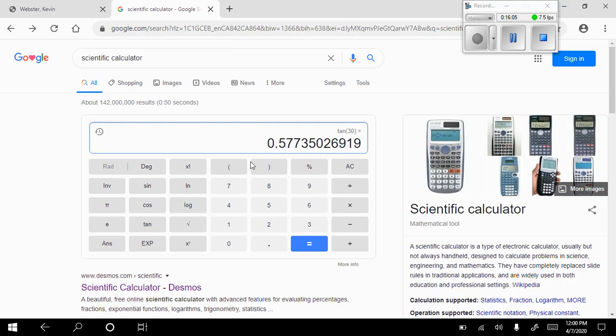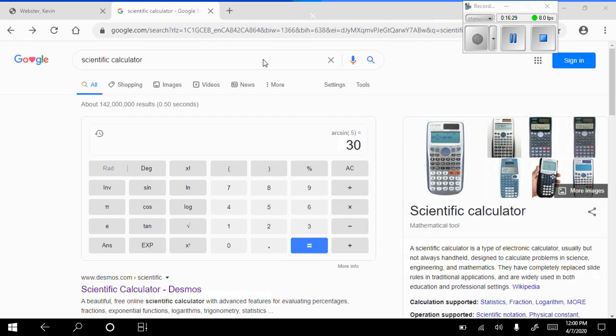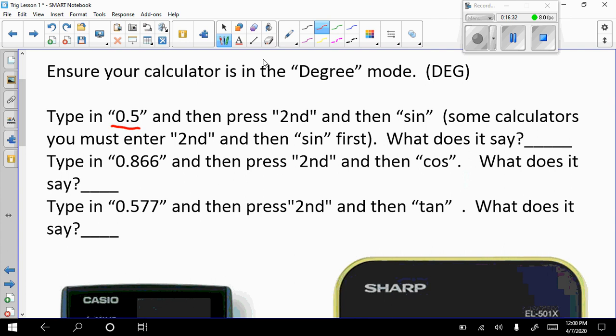Here we go. And I'm going to clear it. In this case, I hit inverse. Inverse is like hitting second. So I'm going to go inverse sine. And then I'm going to type in 0.5 and hit equals. And it gives me the answer of 30. It's kind of doing the opposite. And so for you guys, if you'd hit second and then sine and typed in 0.5 into your iPhone, you'd get 30 degrees.